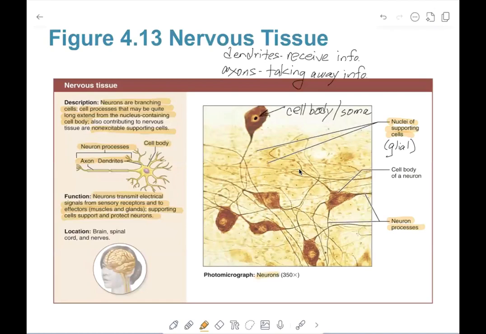As you've probably already guessed, they're located in the brain, spinal cord, and the nerves. So at this point, there's very little that you need to know about the nervous tissue because we will have several chapters later in the semester on nervous tissue.